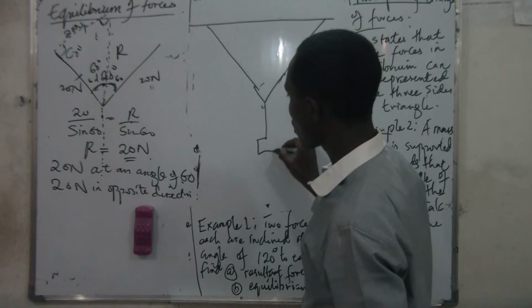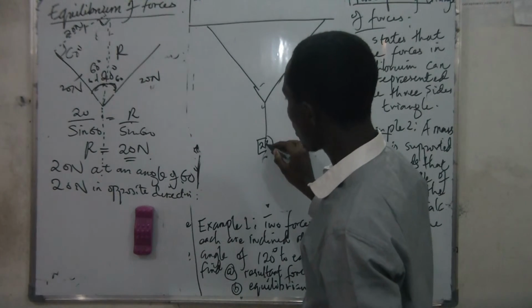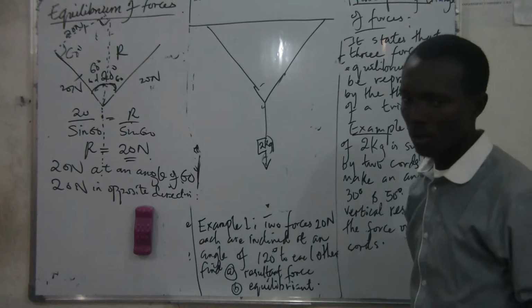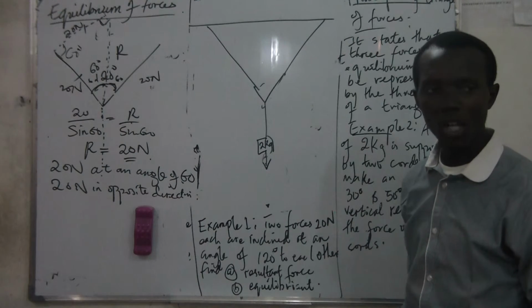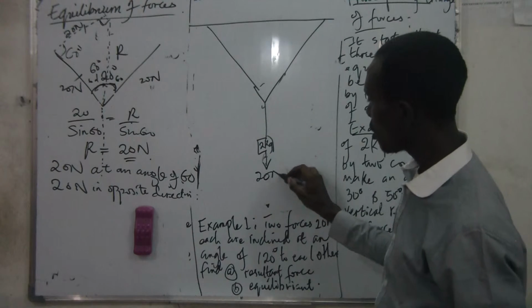So that mass is 2 kilograms, okay? The mass is 2 kilograms. So what's the force that will be acting downward? That is 2 times 10, because when we speak of the force acting downward, that's the weight. Do you understand? We work with weight in physics, which is 2 times 10, and that is 20 Newton.